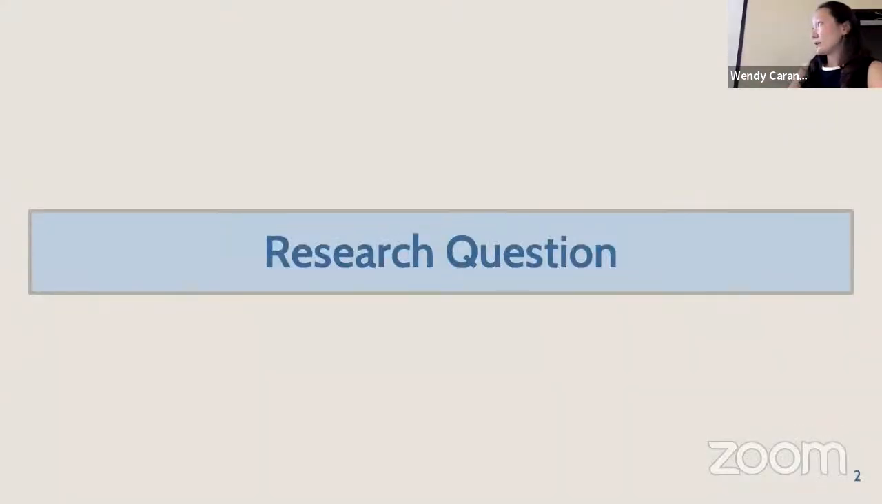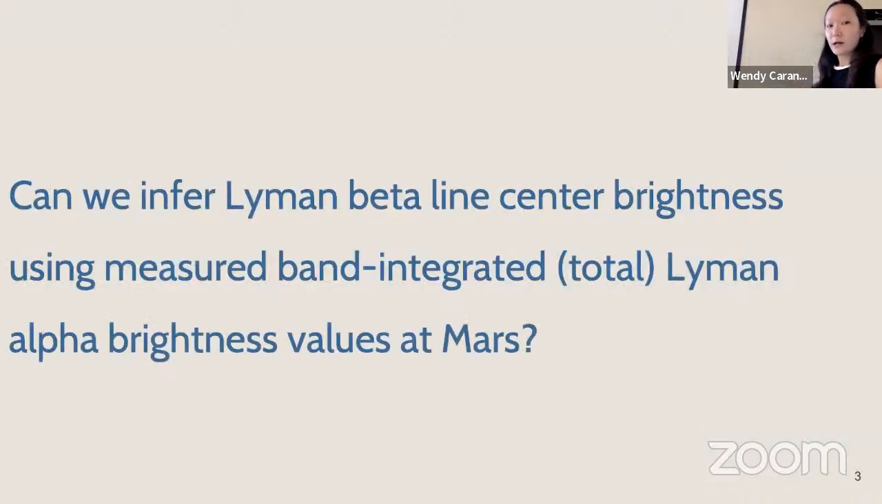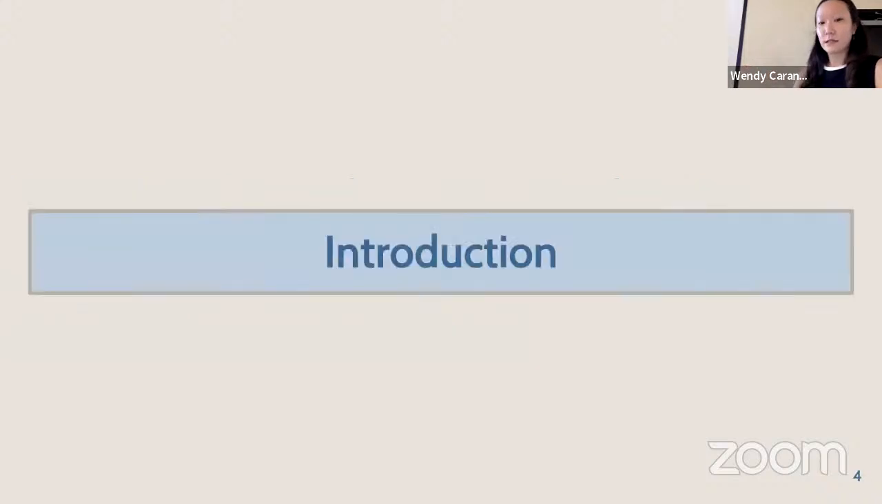So let's start with the research question. What exactly do we want to answer here? We are asking if we can infer Lyman beta line center brightness using measured band integrated, or total, Lyman alpha brightness values at Mars. If you don't understand any of these words, I'm going to explain them and give you some context. Ultimately, we want to develop a proxy for Lyman beta, and a proxy is just a quantitative tool that lets you estimate what you care about from what you have. So we have measurements of Lyman alpha and we care about Lyman beta.